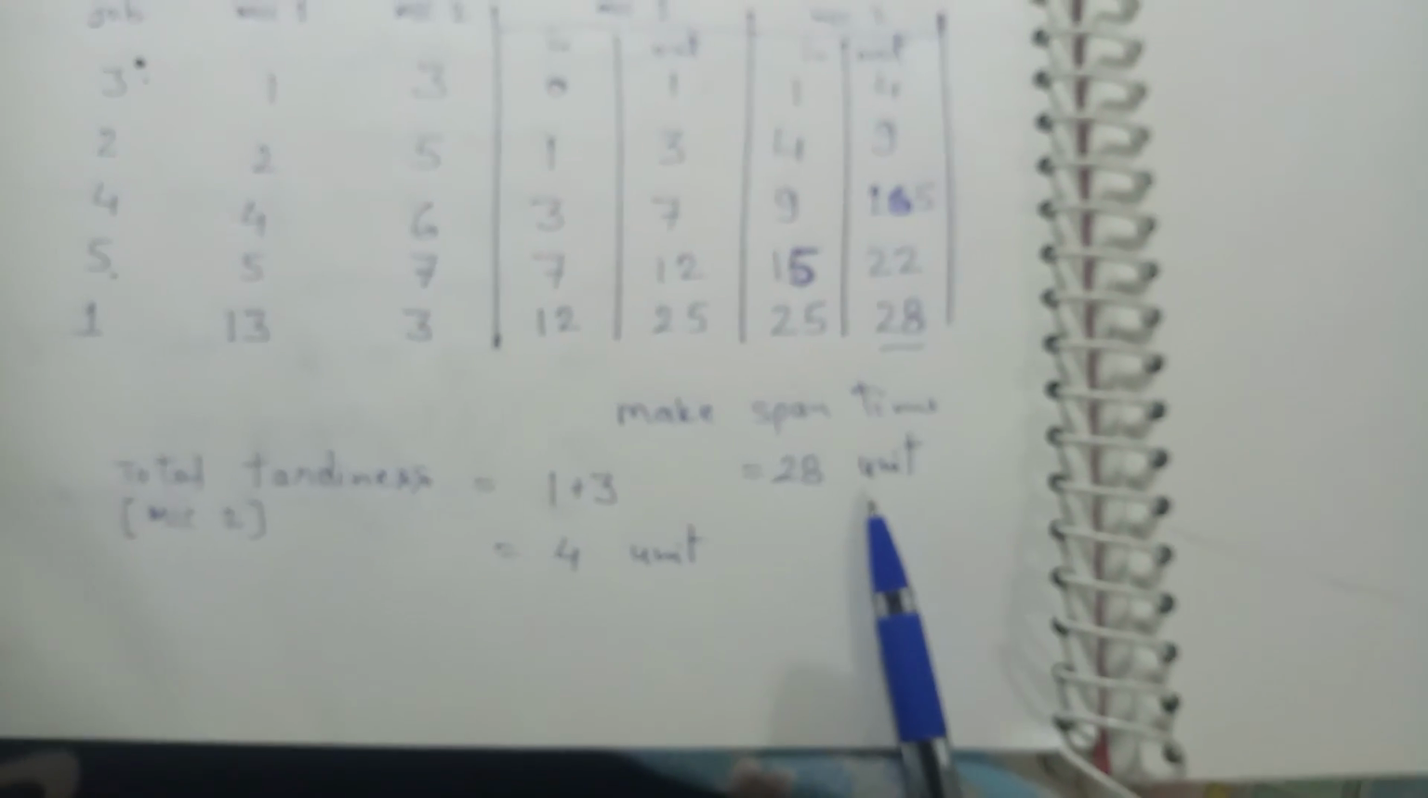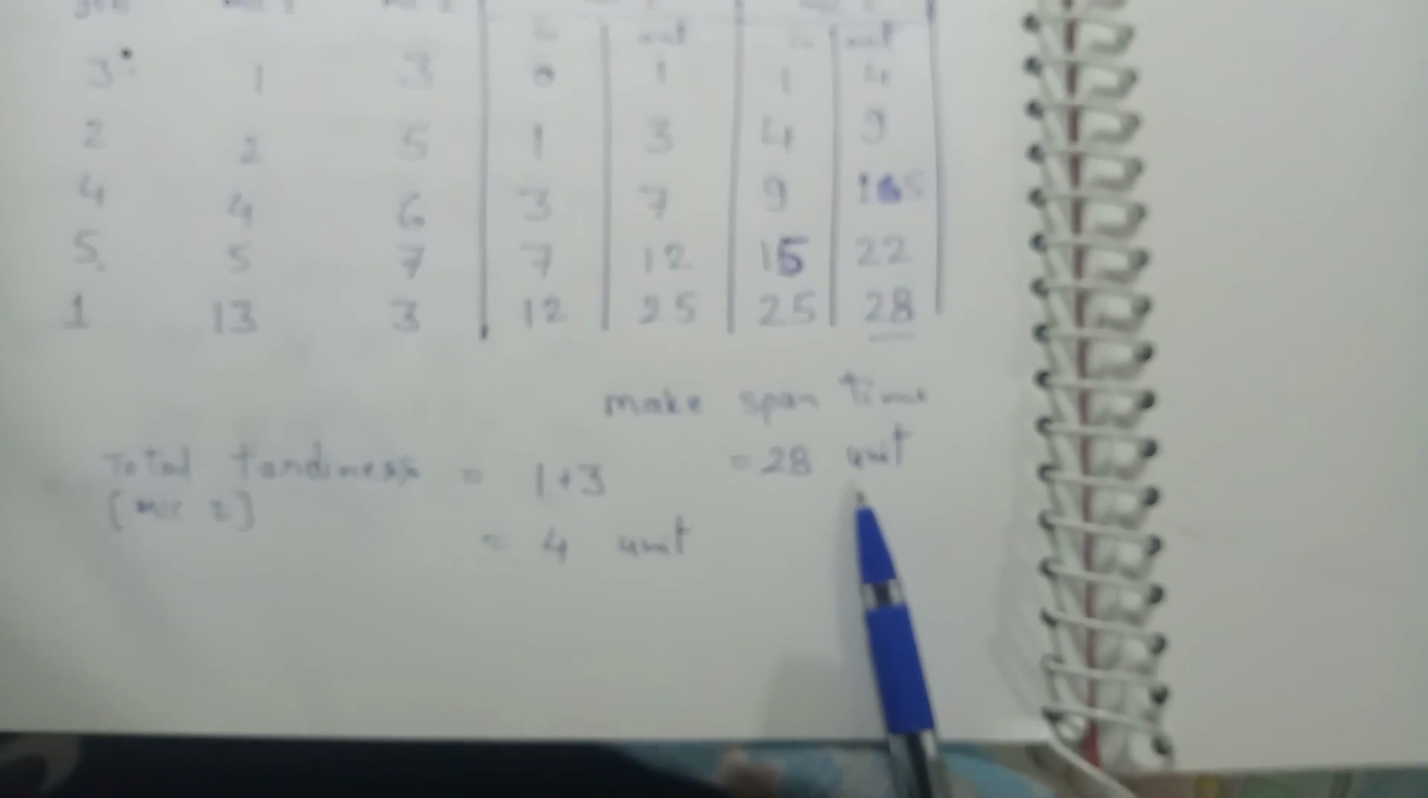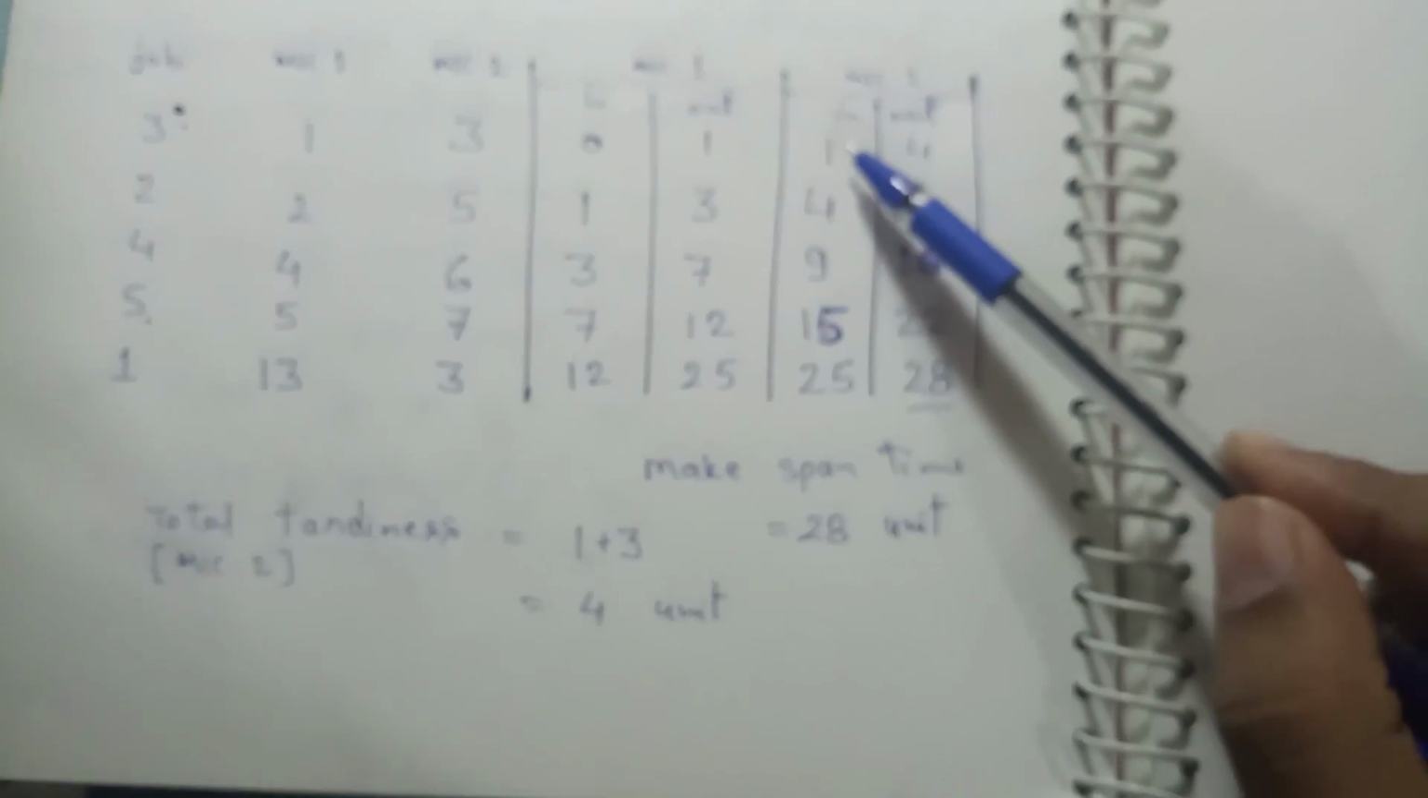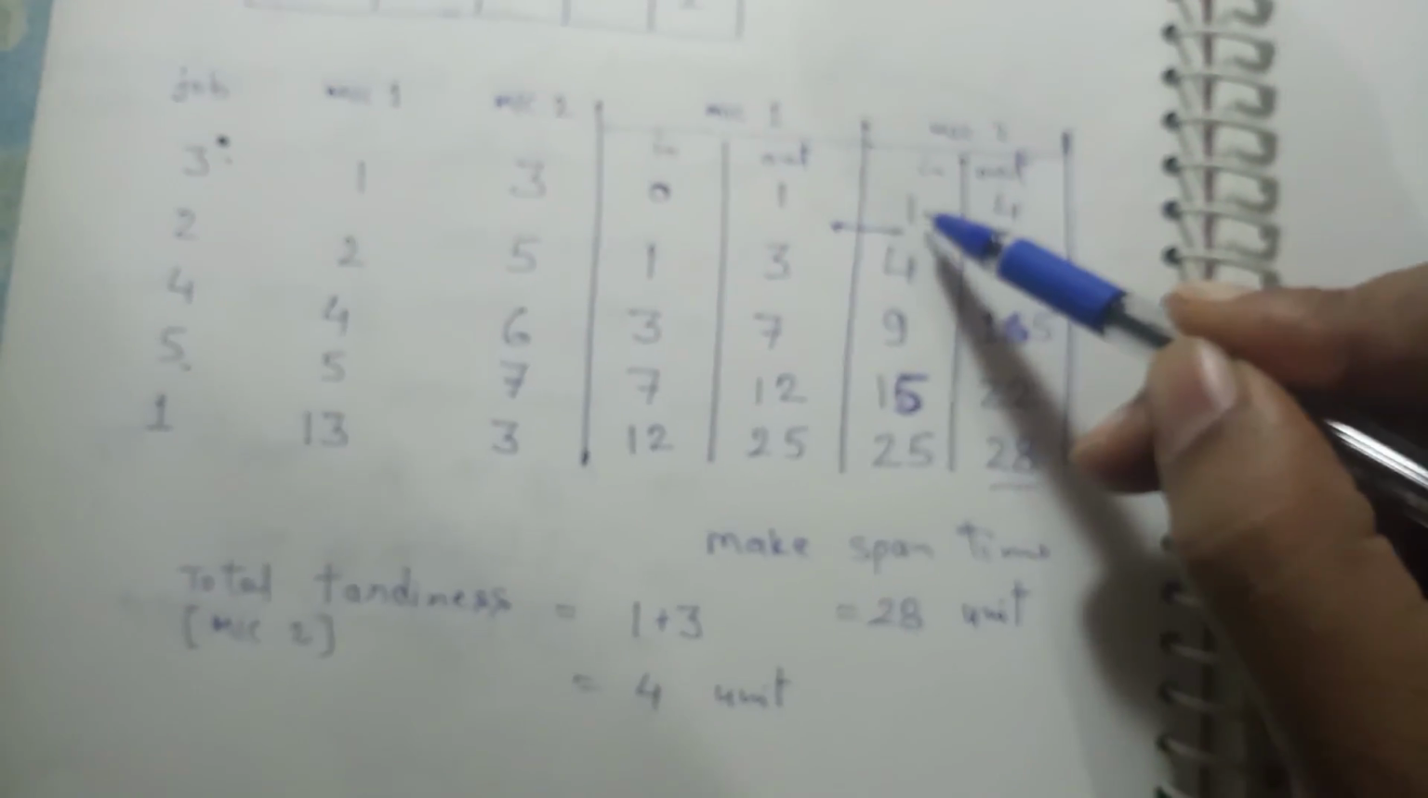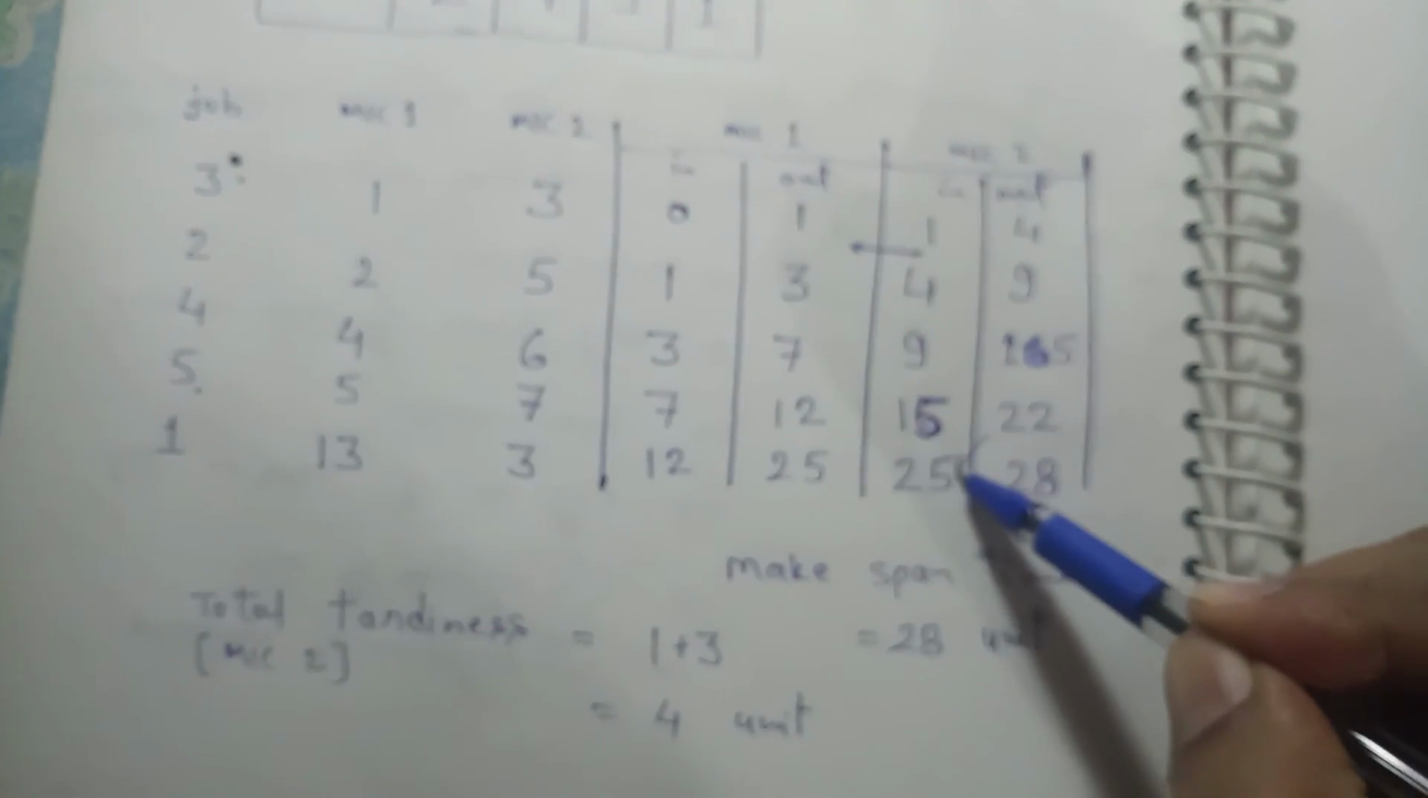Okay, now if the question asks what is the total tardiness, as you see here, for machine 2, at the starting point job 3 is waiting for 1 minute. So 1, and now for job 1 it waits for 3 minutes. So you can say total tardiness is 1 plus 3, equal to 4 units.